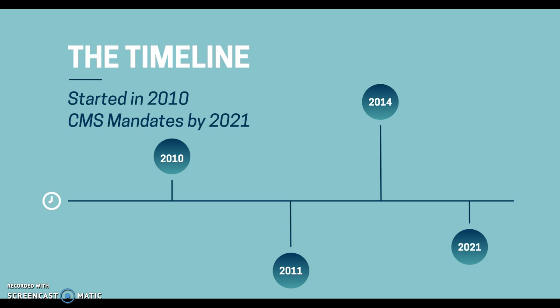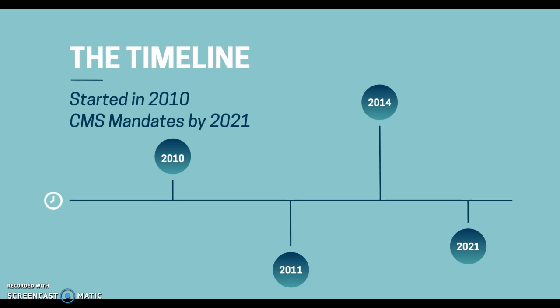So the Centers for Medicare and Medicaid have mandated that everyone by 2021 is moved to the electronic records. So really it's a 10-year window that has shown some great improvements because of all the data that we can collect now.